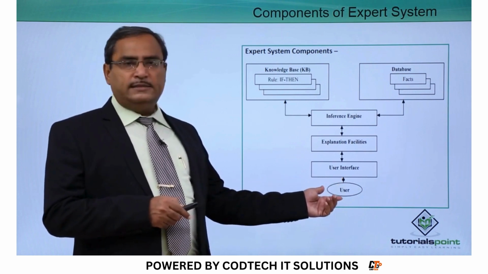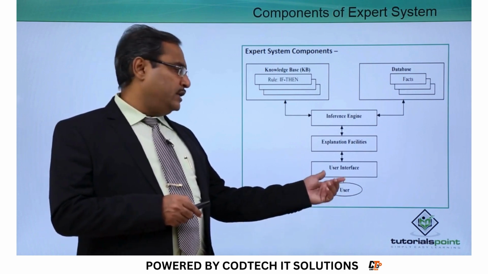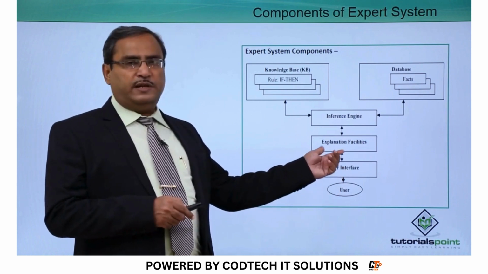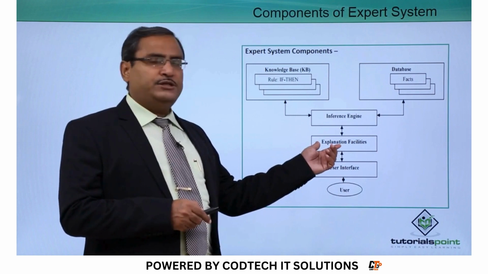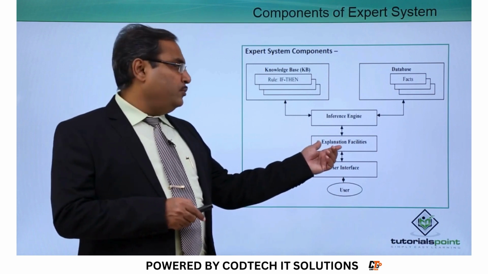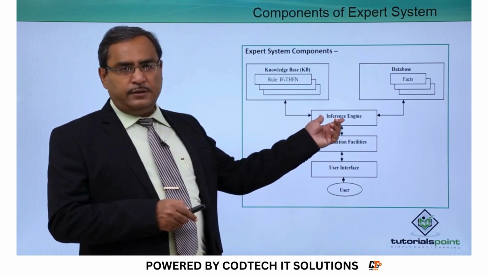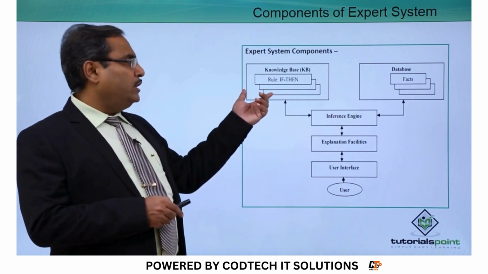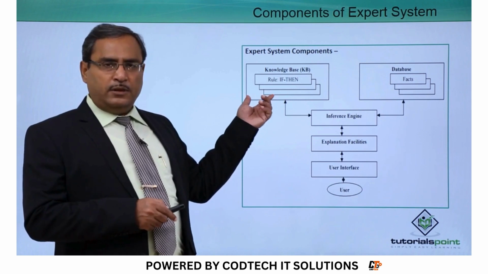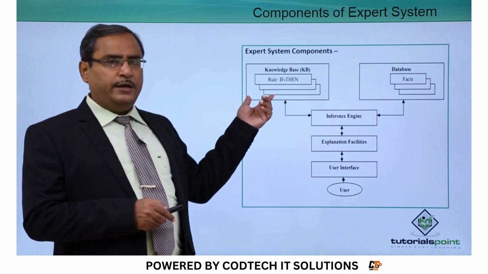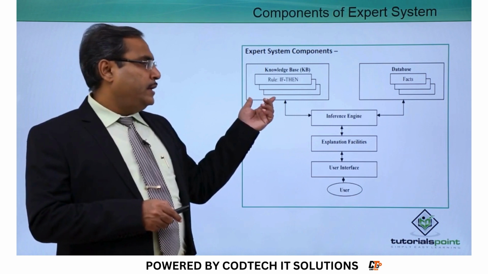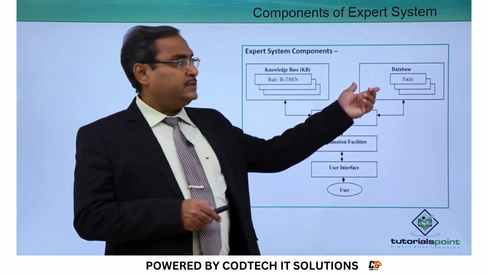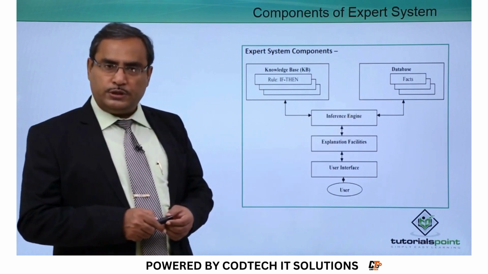So what about the queries the user will generate? What the respective user interfaces are getting will come to this respective block, that is explanation facilities. And then we will go to the inference engine, and this inference engine will be communicating with the knowledge base, also known as KB, where the different rules will be written in the form of if then. And this inference engine will also communicate with the databases where the facts will be stored.